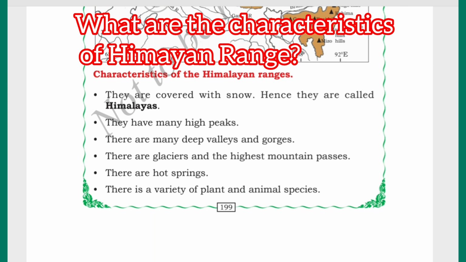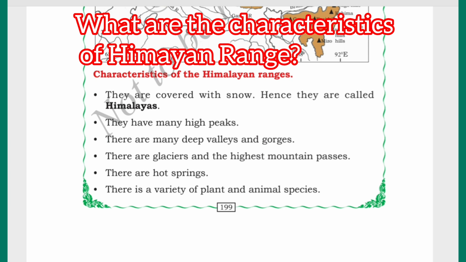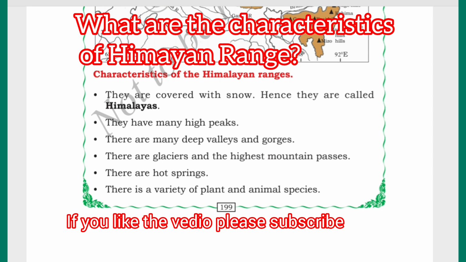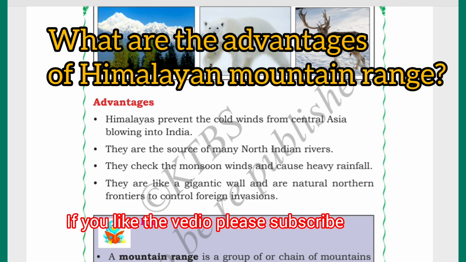There are many deep valley gorges. There are glaciers and high mountain passes. There are hot springs. There is a variety of plant and animal species. One is, what are the advantages of Himalayan mountain?